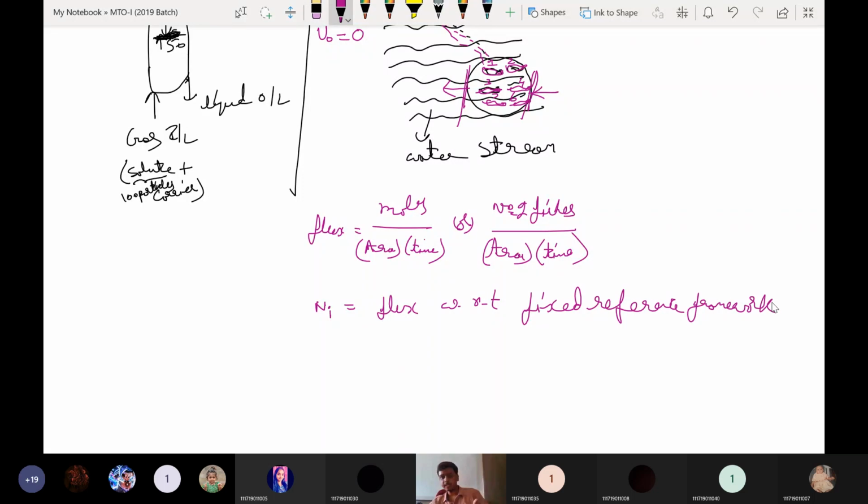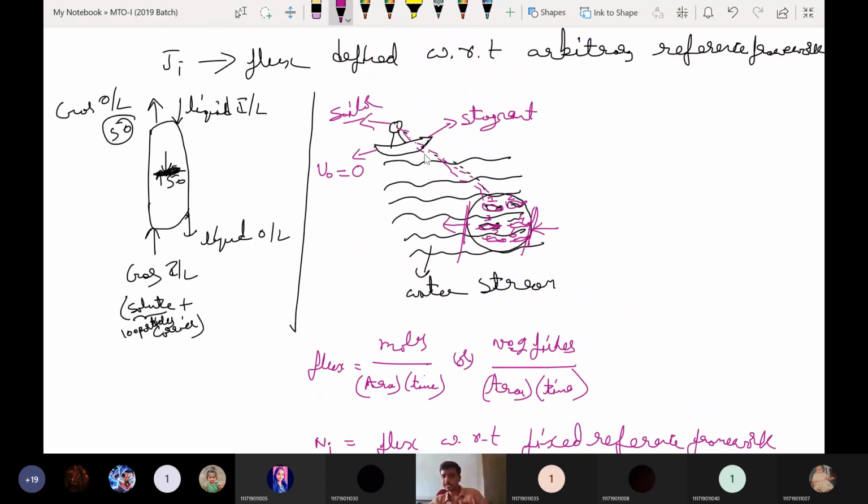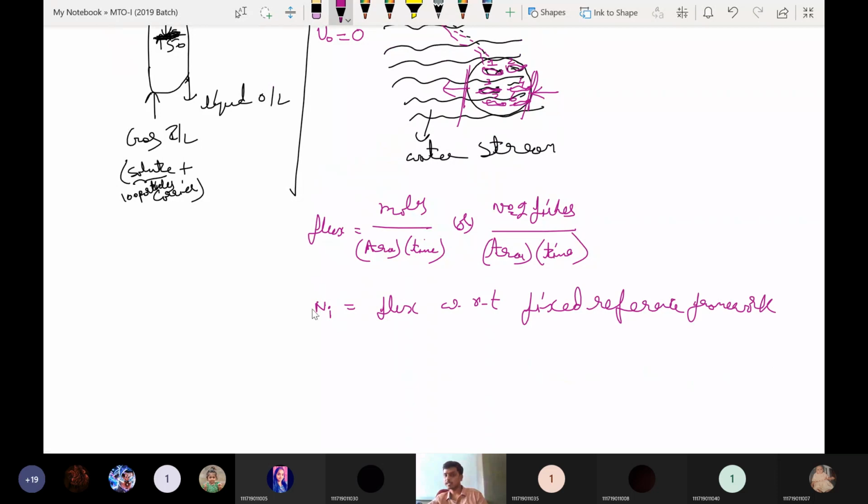Fixed reference framework means first you are yourself adjusting at some location. You need not be here only. You can be here, but you have to be stagnant. You have to stand at one single point, one single place, and you are keenly observing a control volume. So under such conditions, whatever flux is defined is called a flux with respect to a fixed point or fixed reference framework or fixed location.